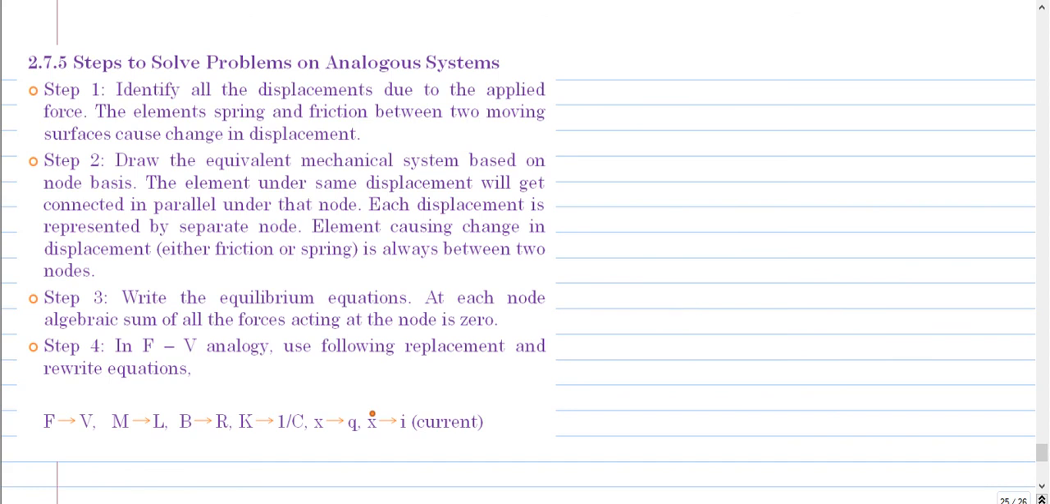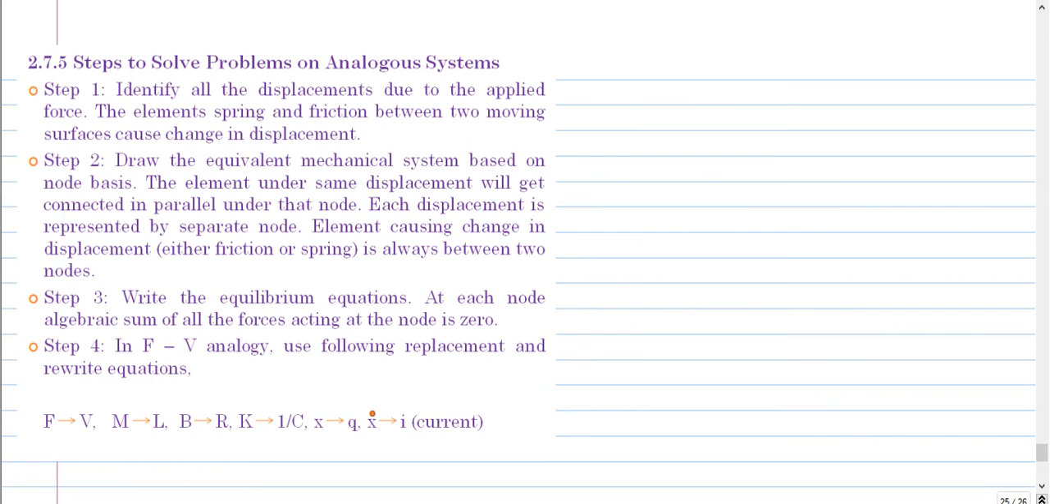Step 2: draw the equivalent mechanical system based on the node basis. As I said, a nodal diagram will be represented for a given mechanical system. This step you know already, we have discussed step by step. Step 3: write the equilibrium equation at each node, the algebraic sum of all forces acting at the node. I will explain that while solving the problem. If you have 3 displacements, you will represent 3 nodes and 3 displacement equations. Simple.